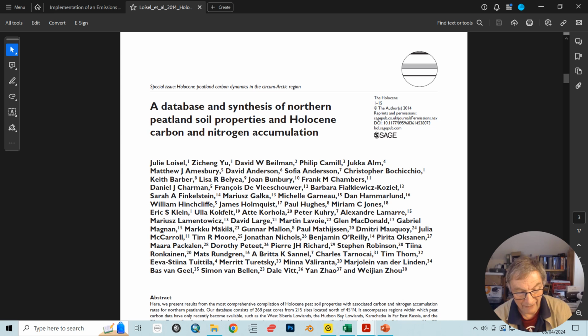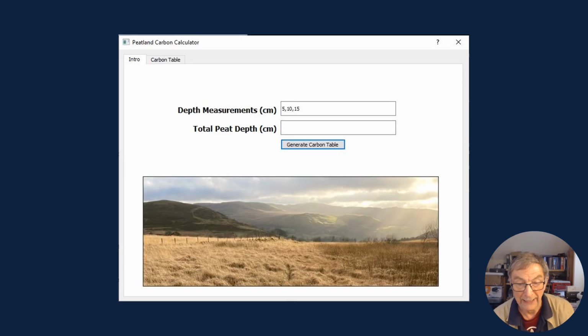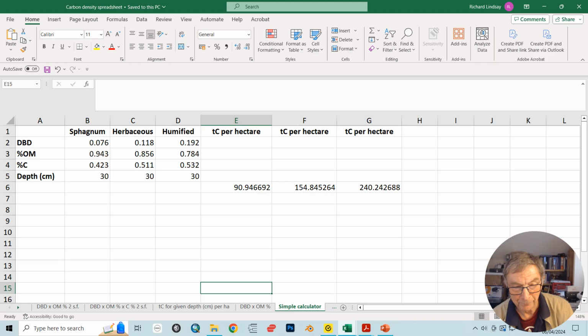If we take average figures for sphagnum peat, herbaceous peat and decomposed peat from Julie Loysal's extensive peatland database, using bulk density, organic matter content and carbon content, we can feed this into a neat piece of code written by Jack Cook of Aberystwyth University to calculate the amount of carbon stored within a hectare for a given depth of peat. We can then compare this with published figures for tropical rainforest.